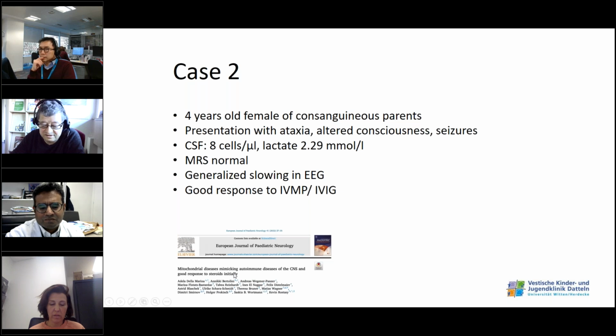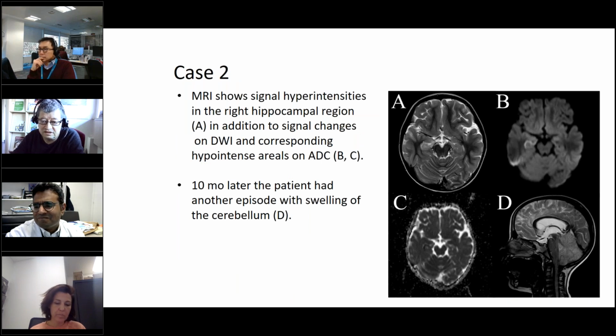This child is described in the paper below in more detail, but just to show you the initial MRI with the changes in the hippocampus. Here on diffusion weighted images, the DWI signal is elevated with an ADC signal reduction, indicating more cytotoxic injury. With steroid treatment, the child improved rapidly and the changes disappeared completely. So we had discharged that patient with a presumed diagnosis of limbic encephalitis, with no antibodies found at the time.